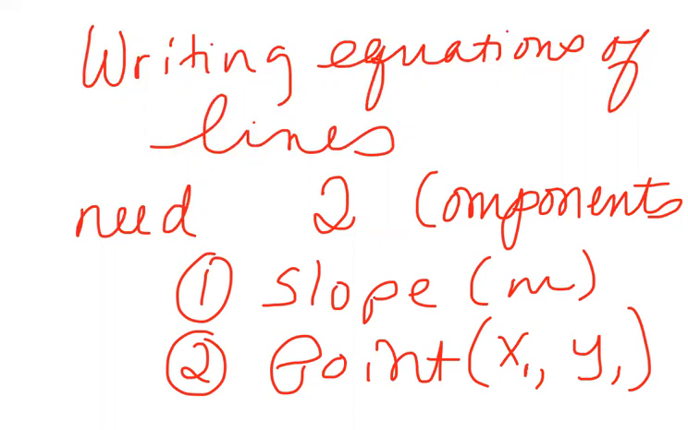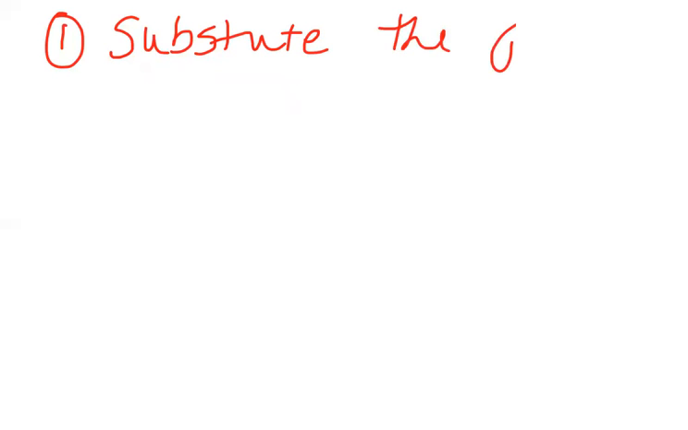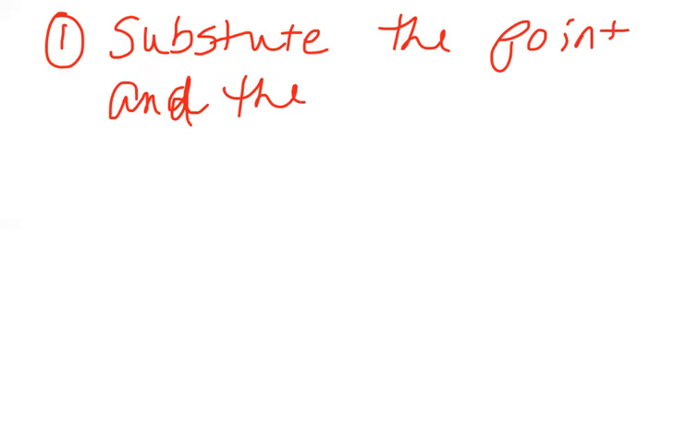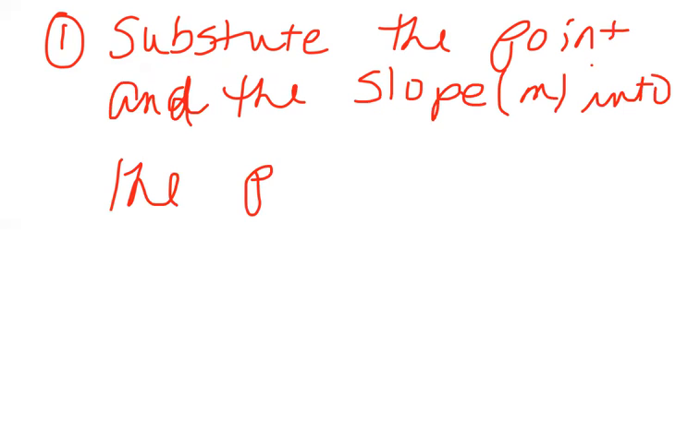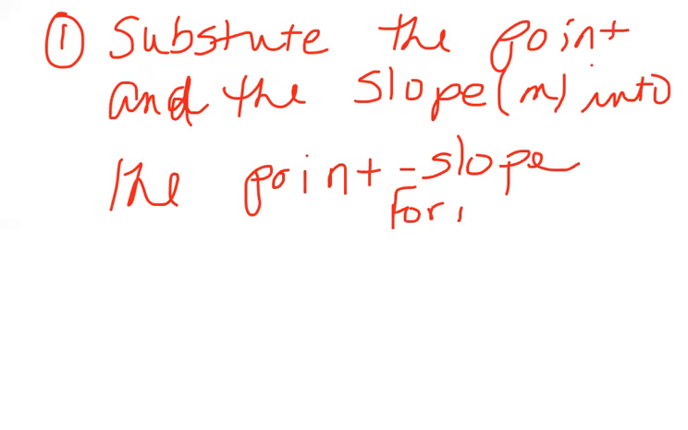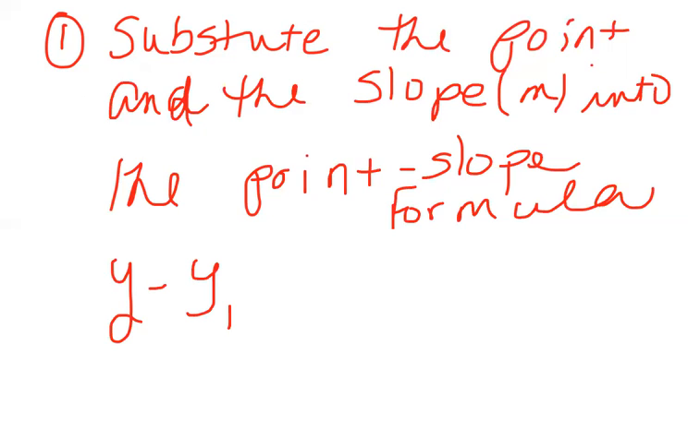Now, if you have both of those components, what you are to do for step number one is to go ahead and substitute the point and the slope into the point slope formula. The point slope formula, guys, is just like what it sounds. So the point slope form or formula is y minus y1 equals m times x minus x1.